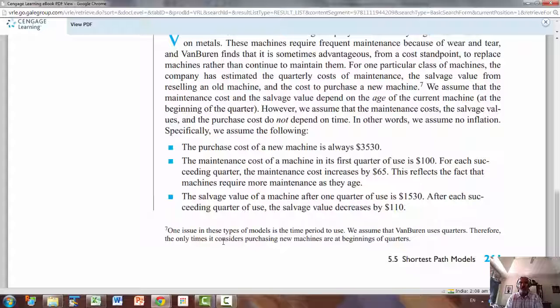And within those policy constraints and these costs, what is the replacement plan for the next 20 quarters? Or in other words, 5 years. The next 5 years, what is our replacement machine plan? The least cost plan. So that's the problem. But before we get to Excel, let's see how we can lay this out as a shortest path network. So let's look at that first.